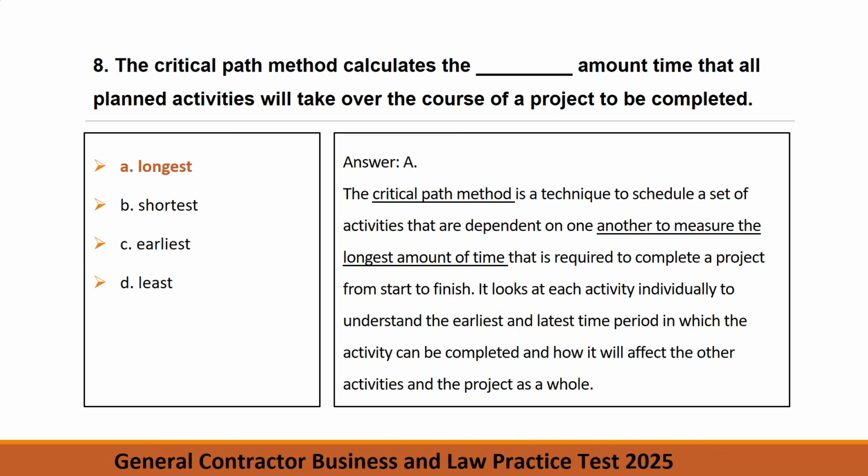Answer A. The critical path method is a technique to schedule a set of activities that are dependent on one another to measure the longest amount of time that is required to complete a project from start to finish. It looks at each activity individually to understand the earliest and latest time period in which the activity can be completed and how it will affect the other activities and the project as a whole.